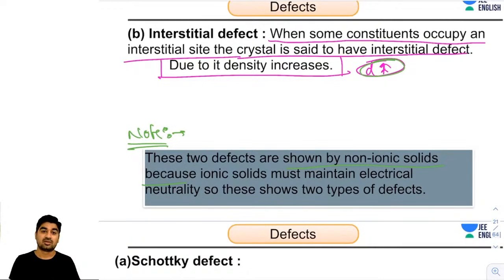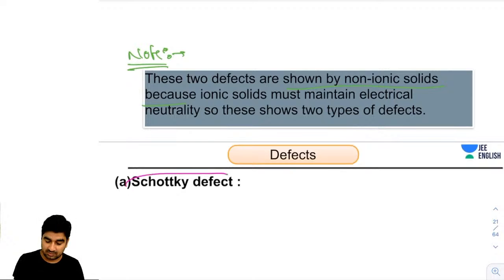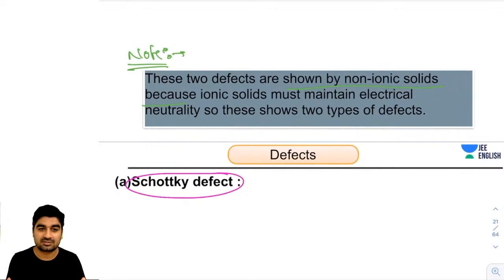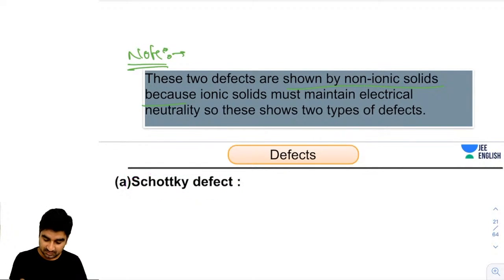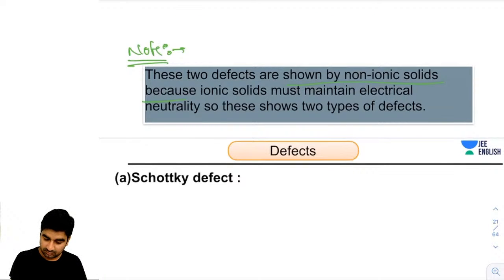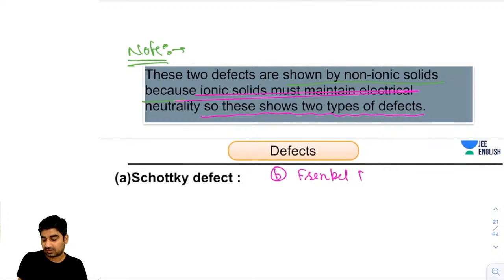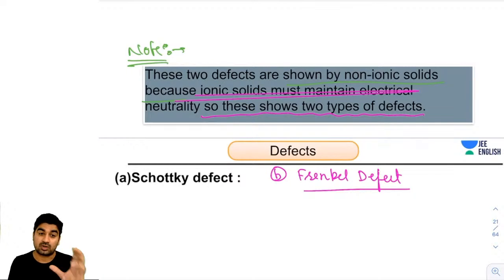Yes, that's important. So, what type of defect ionic compounds will show? Yes, they will show two types of defect: Schottky defect and Frenkel defect. What is Schottky defect? I will discuss. Actually, this is the synonym of vacancy defect, and Frenkel defect is synonymous to interstitial defect. How? Yes, I will discuss it. So, guys, note it down. Ionic solids must maintain electrical neutrality. So, these show two types of defect. And what are those defects? One is Schottky defect, another is Frenkel defect.